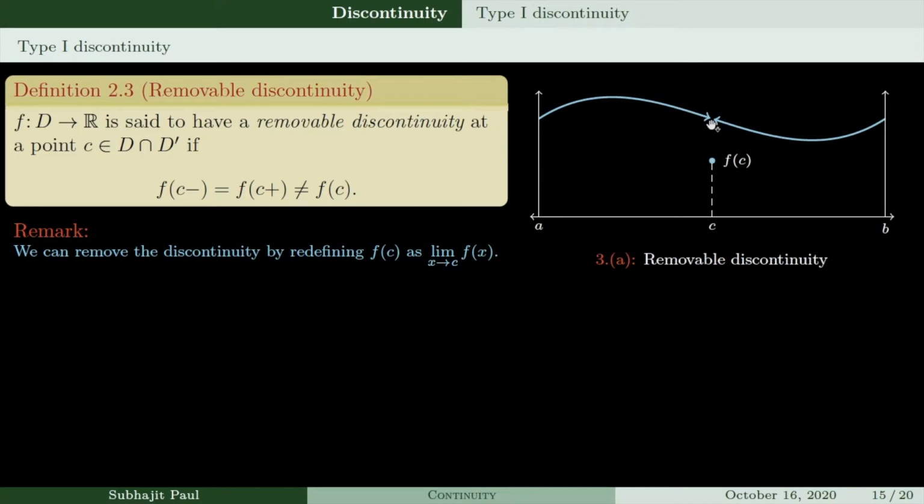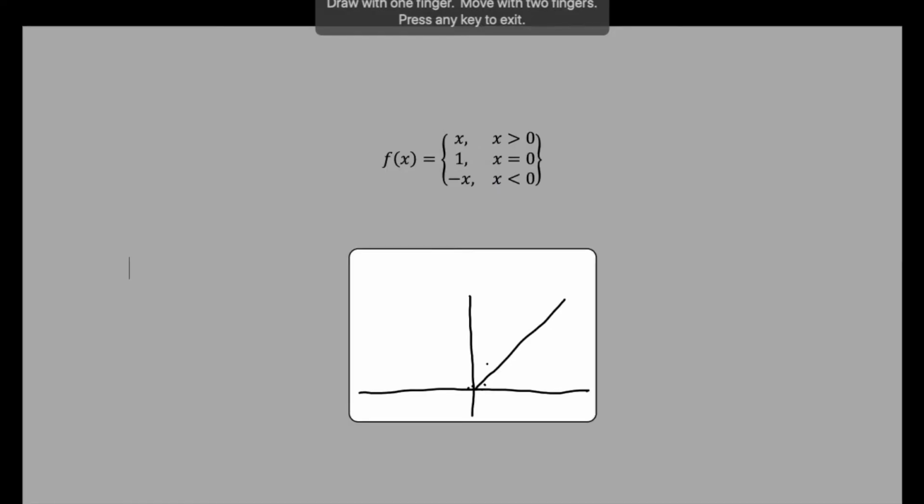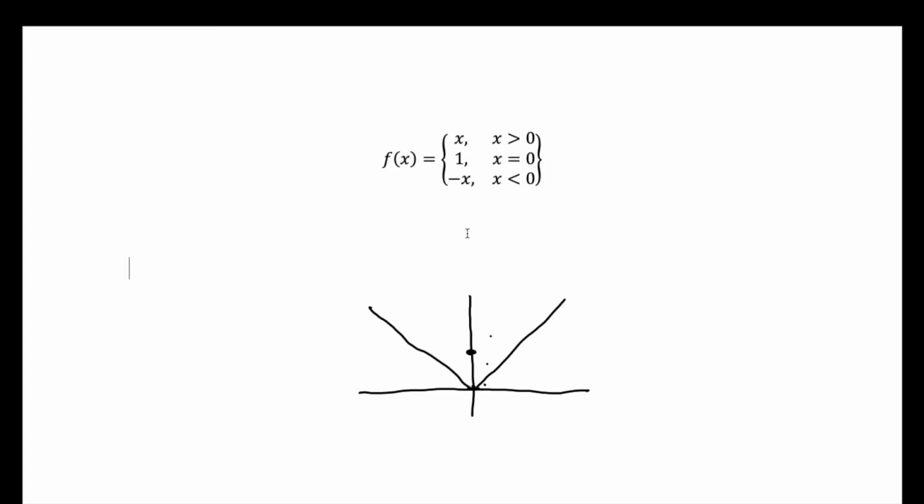So it is like f(x) is equal to x when x is greater than 0, 1 when x is equal to 0, and minus x when x is less than 0. So it goes this way, this side, and this way, this side. So this is the modulus function. Now at 0, the function is defined at this point. So this is the removable discontinuity.